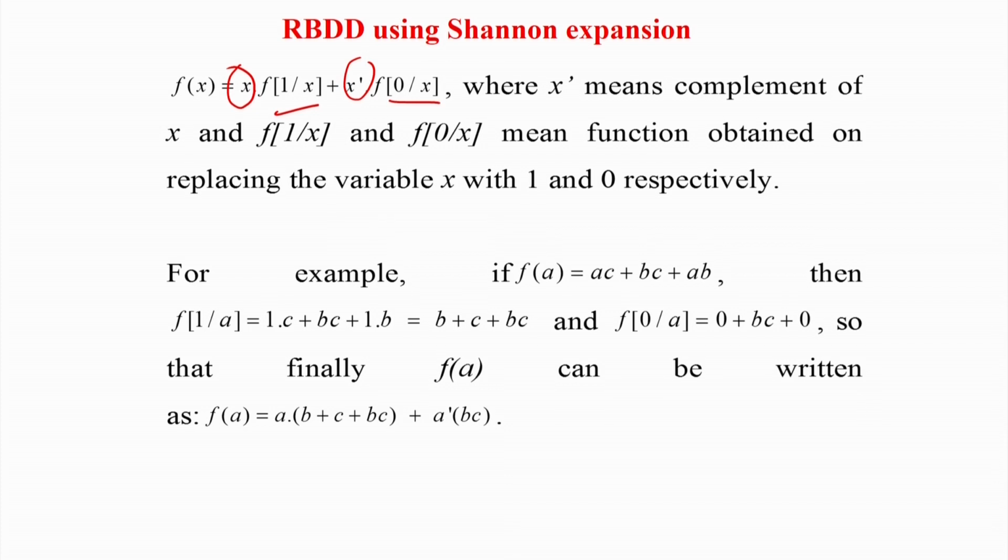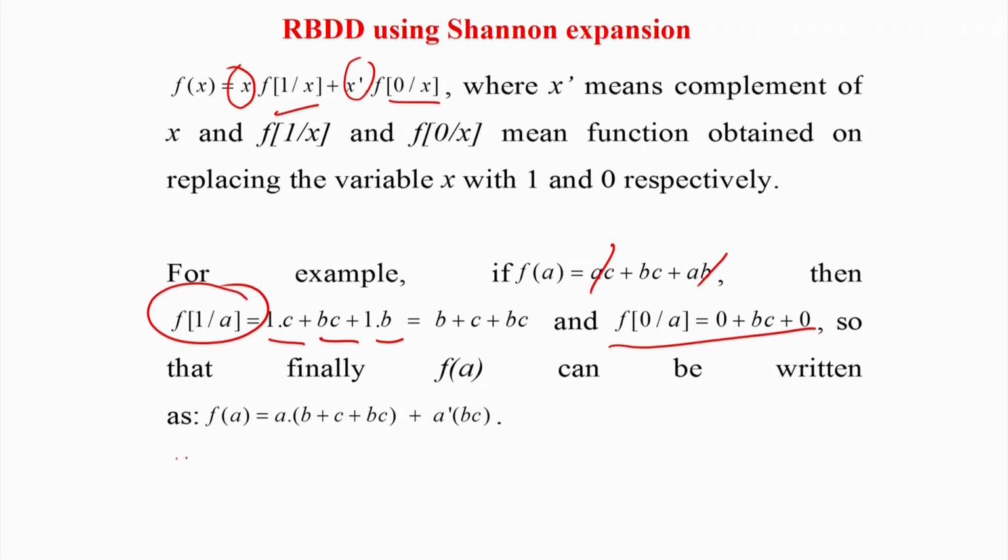This is the mathematical representation, and it is very easy to explain by an example like this function ab plus bc plus ab. First we say a equal to 1, which means you replace the value of a with 1. So you are going to get 1 dot c, b dot c, 1 dot b, that is f of a replaced with 1, which is nothing but b plus c plus bc. Now, second, I will replace a with 0. If you replace all a with 0, this term will go, this term will go, and only bc will remain.